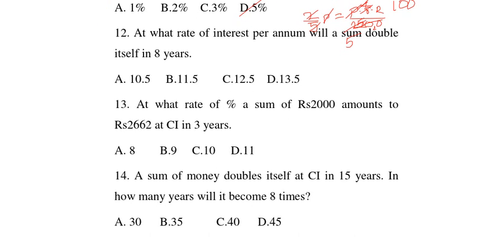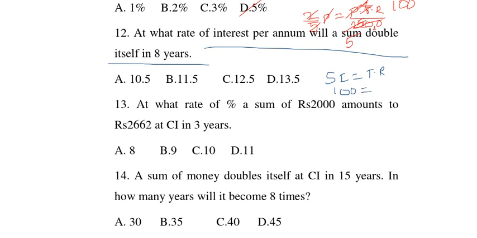At what rate of interest per annum does a sum double itself in 8 years? This is the same problem I explained. They have not mentioned whether it is simple interest or compound interest. At that time, you know that SI is equal to T into R. Here they have not mentioned the SI value. Assume this is 100 and T is 8. The R value you have to find. 100 by 8 is equal to 12.5. Important percentage values, right? Go for the next.